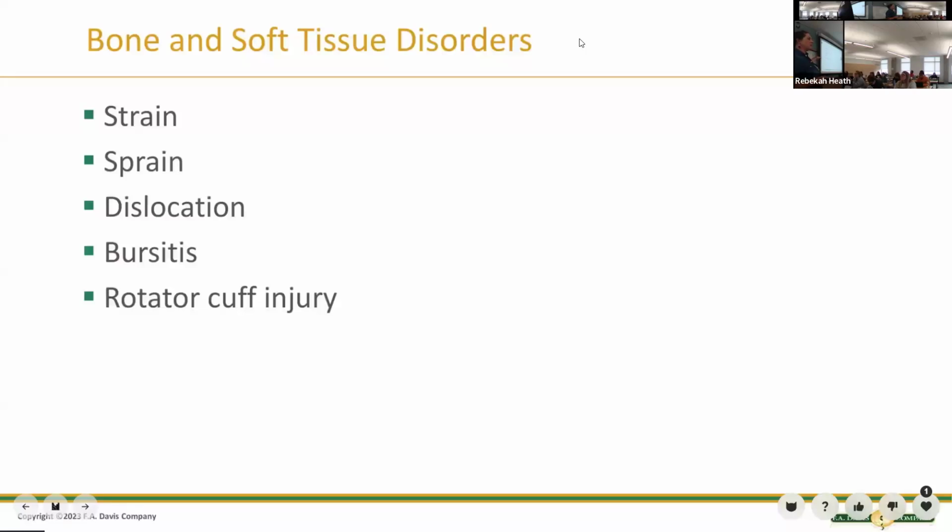Dislocation, where can we get dislocated? Shoulders. Any of our joints, right? It's common for shoulders and hips. We can also have elbow dislocation or knee dislocation. Do you want to ask Amanda about her experience with knee dislocation this year? That was very fun.